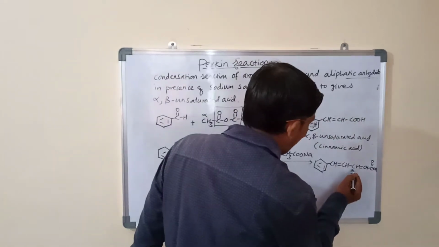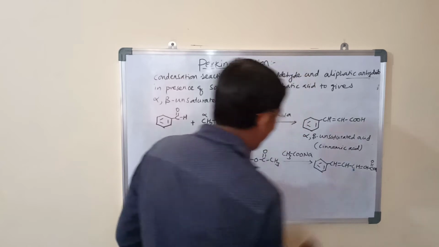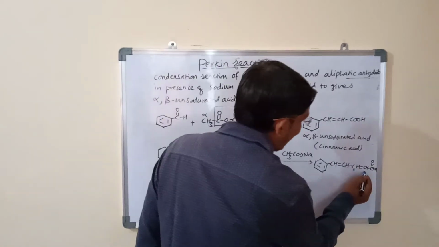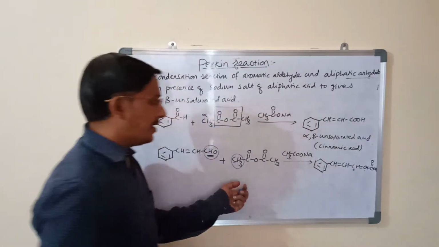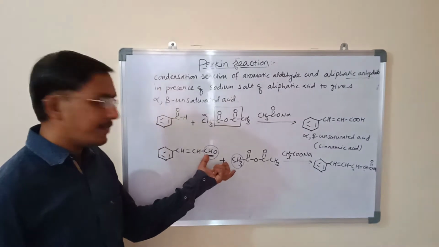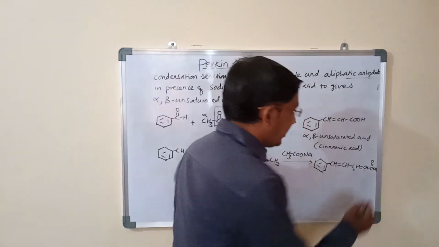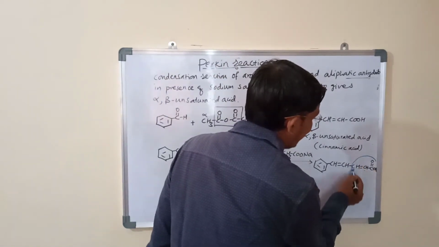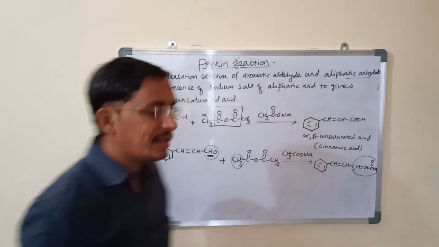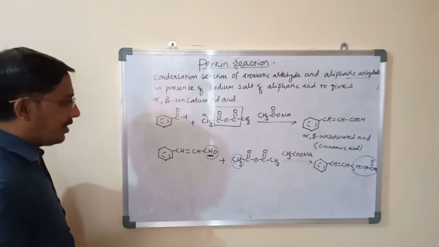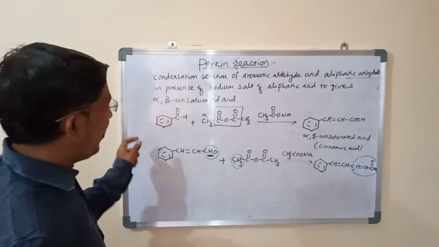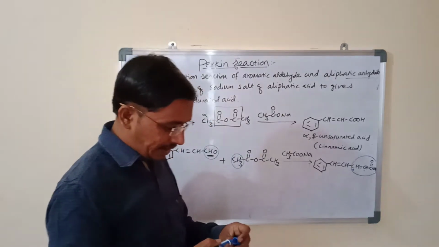One carbon is the aldehydic carbon and the other carbon is the alpha carbon of that anhydride. These are the 2 carbon atoms, the aldehydic carbon and this CH3. This is our newly generated group, the alpha beta unsaturated acid. In this way we form the alpha beta unsaturated product.